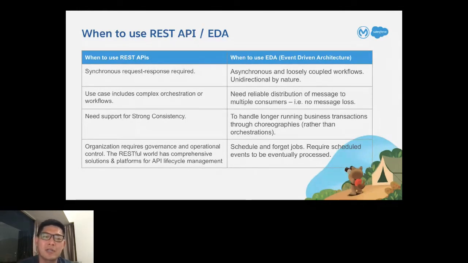for event-driven architecture. Another key difference between REST versus EDA is that with REST APIs, if you require strong consistency, obviously go with REST. But if you only require eventual consistency, where you know that the data will eventually be correct, then you can use EDA, right? And finally, schedule-and-forget jobs are one of the most obvious candidates for EDA.